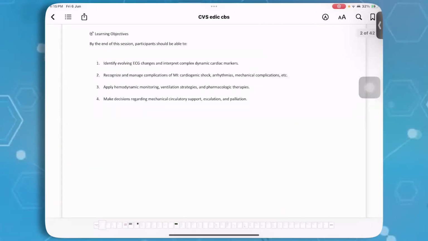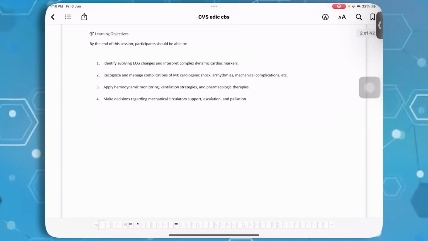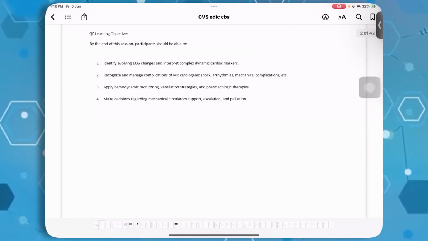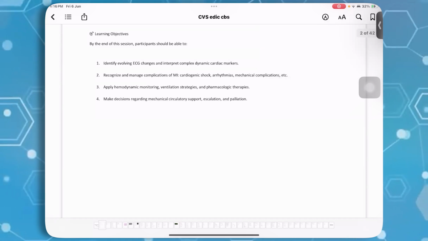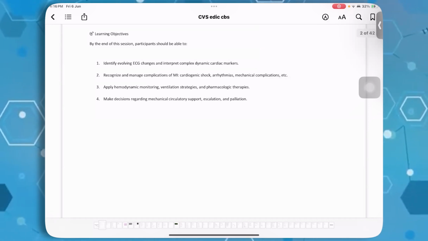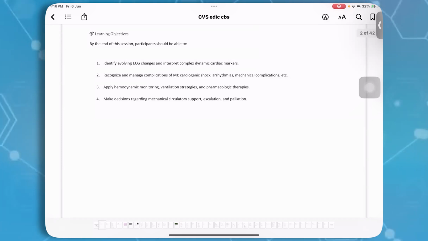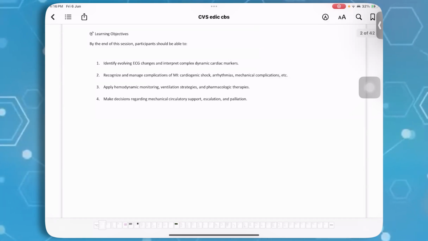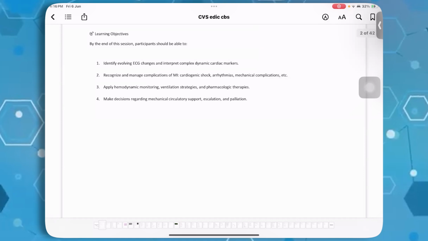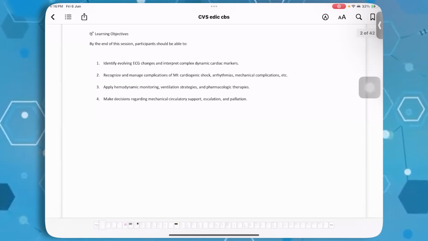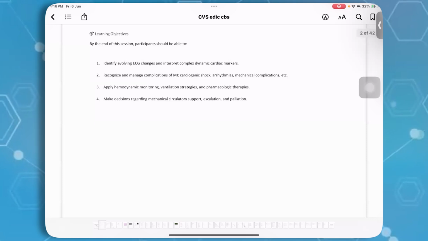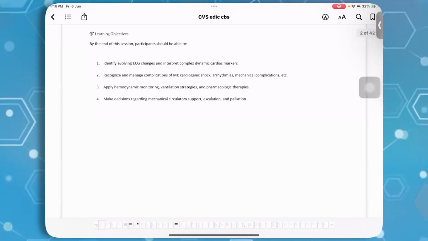At the end of this session, you should be able to identify, recognize and manage the complications as and when they arise, and manage according to the severity of the situation, be it arrhythmia or other complications. These are the important things required when you are appearing in an EDIC examination. I hope the screen is clear and visible to you.